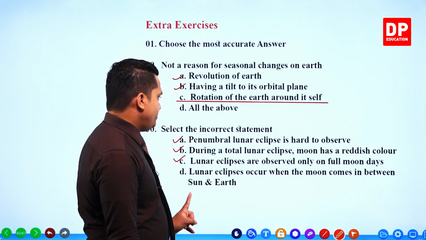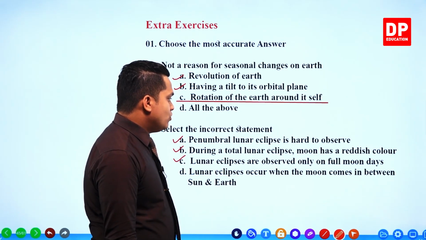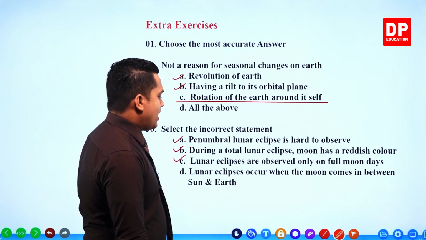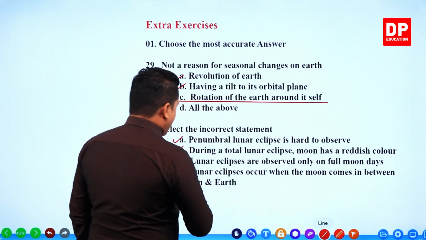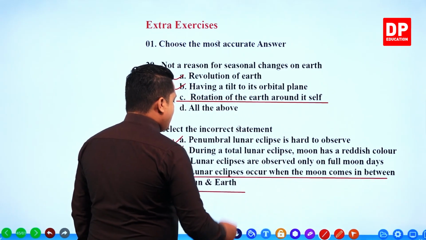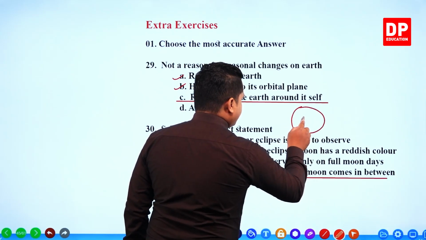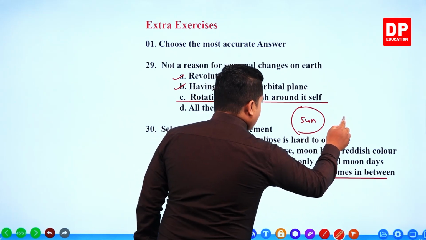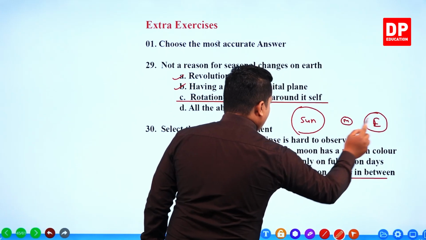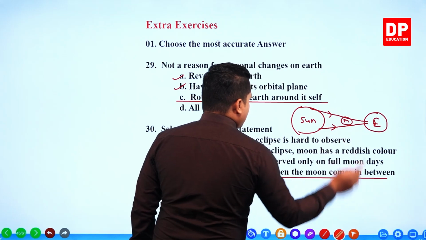Then the fourth one should be the incorrect one. Let's see. Lunar eclipses occur when the moon comes in between sun and earth. Incorrect, my dear children. Why is that? Because when moon comes in between sun and earth, like this is the sun, this is the moon, this is earth. So in that case, what is the phenomenon which is going to occur?